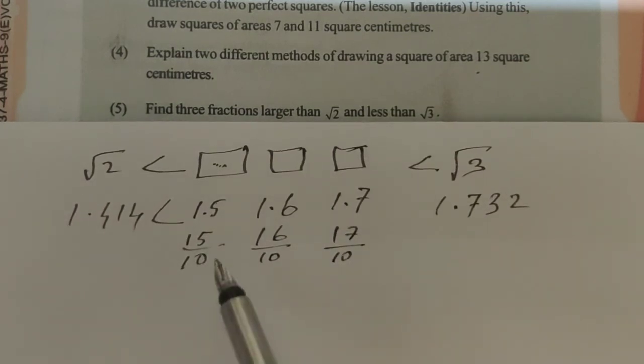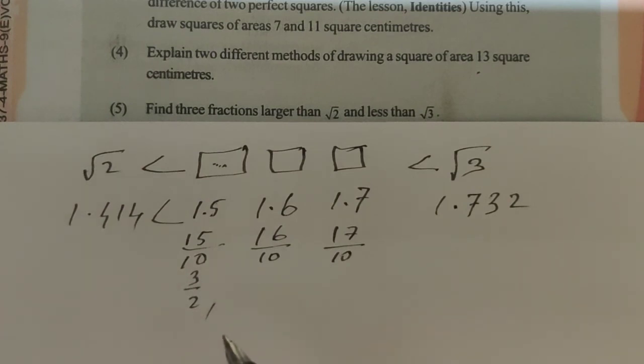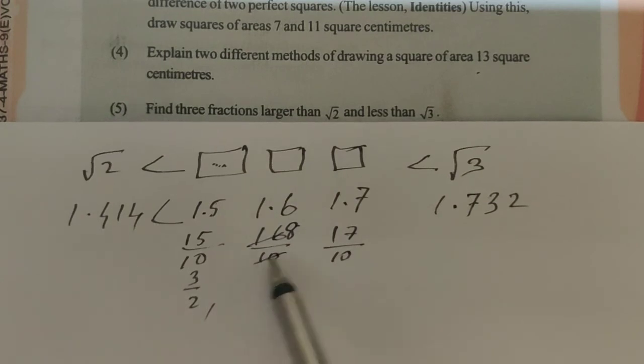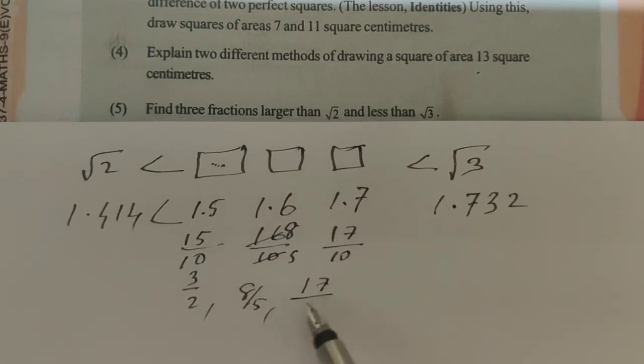Then 15 by 10 we can convert into 3 by 2. We can cancel by 5, that is 3 by 2. 16 by 10, we can cancel by 2, that is 8 by 5. 17 by 10, there is no common factor. Therefore, the simplest form is 17 by 10 itself. Then you can find the required fractions.